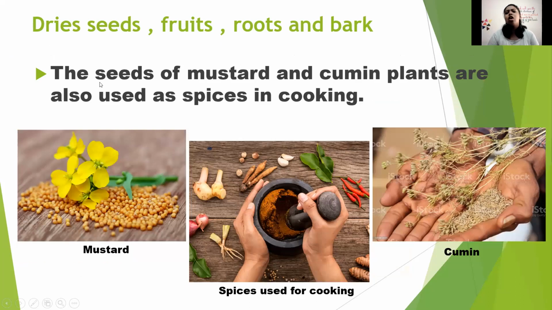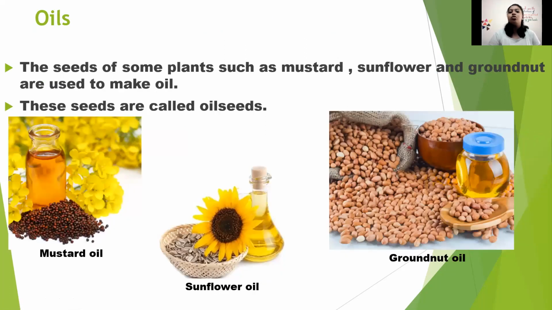Then the seeds of mustard and cumin plants are also used as spices in cooking. So can you see mustard, children? We get mustard also from a plant, cumin also from plants, and they are both used as spices for cooking. Okay, then coming to oils. The seeds of some plants such as mustard, sunflower and groundnut are used to make oil. And what are these? These are called oil seeds.